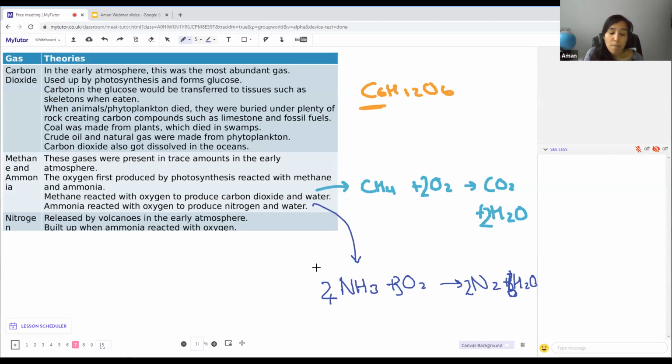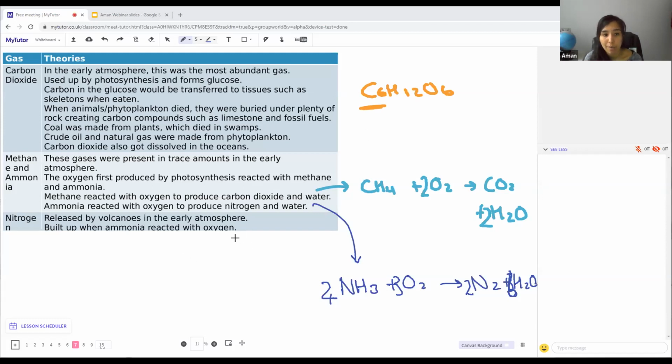So any questions about methane and ammonia? So they reacted with oxygen produced by photosynthesis. Someone's asking, can you still use methane and ammonia? So methane is still one of the hydrocarbons that's produced when we crack crude oil and when we do fractional distillation of crude oil, but it's not in the Earth's atmosphere today because it's toxic. Same with ammonia. Ammonia is quite a toxic gas, and if you've used ammonia in the classroom, you'll know it has quite a strong smell as well.